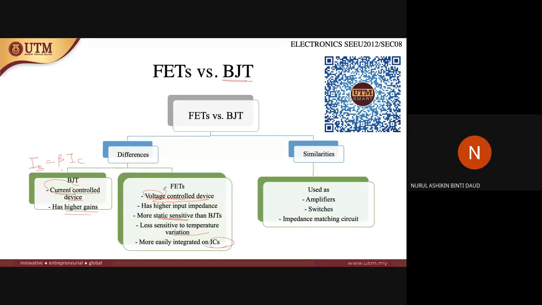However, even though they have quite a lot of differences, they have similarities. Their similarities are based on their applications, where both of them can be used in amplifiers, switches, and also impedance matching circuits. So if a question asks what are the differences and similarities between FETs and BJT, here are examples. Please memorize a few of these differences and a few of the similarities.